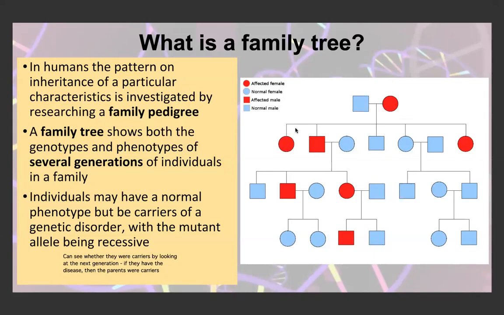Now we can see that this pair of parents had 1, 2, 3, 4, 5 children. These over here aren't children because they don't have lines connecting them. They had 1, 2, 3, 4, 5 children. They had 3 males, 2 daughters. Both their daughters were affected by the disease. 1 son was affected and 2 sons were unaffected.